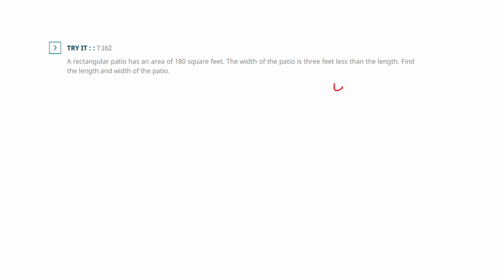Okay, I've got a width and I've got a length. All right, this time the width is going to build off the length. So I'm going to make the length x, and they're telling me the width is 3 feet less than the length. Now remember, less than flips it around. So 3 feet less than the length would be x minus 3.